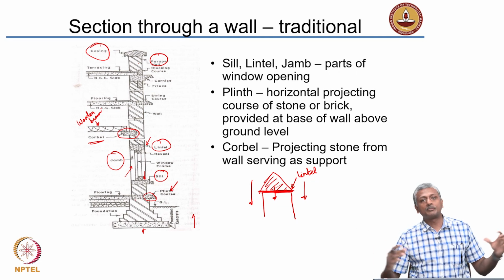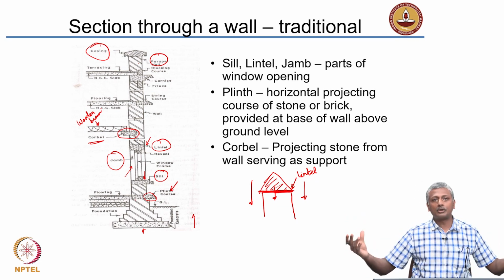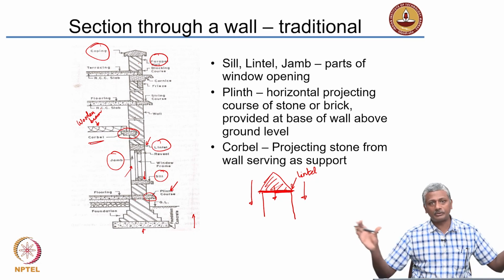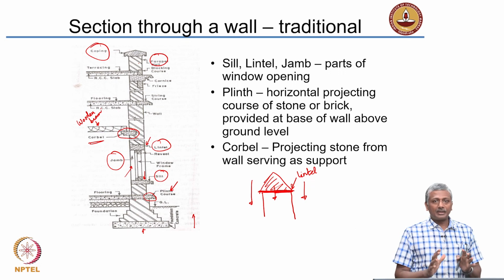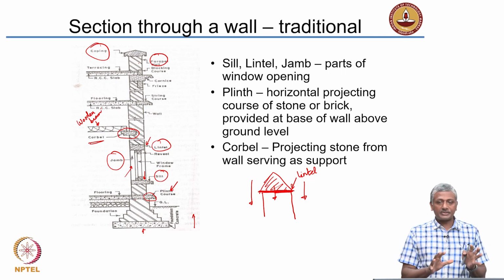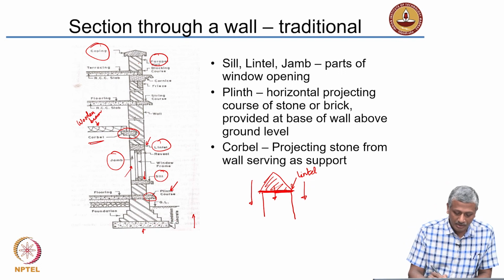Okay, so you want to support some things internally, you project out stones from the wall, and those are called corbels. You're using that for supporting something internally. So your entire wall is now broken up into several different materials. So you have concrete here, right?